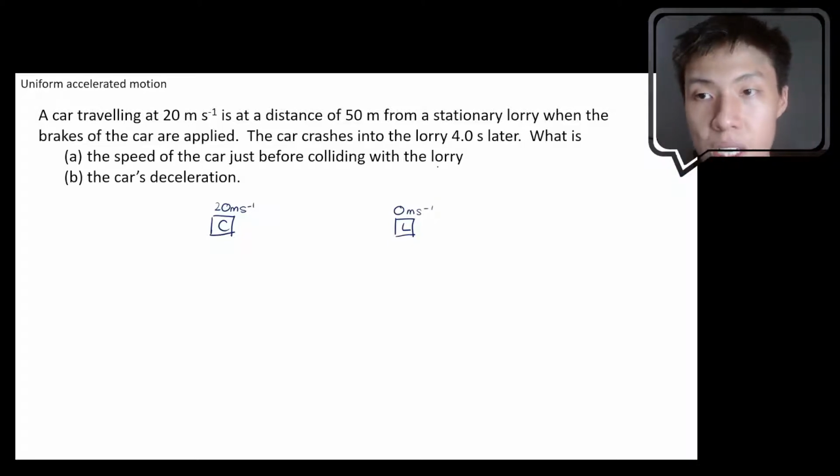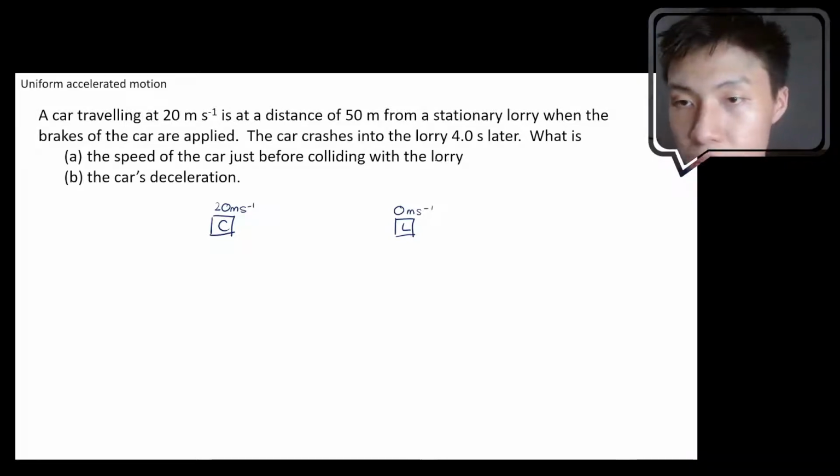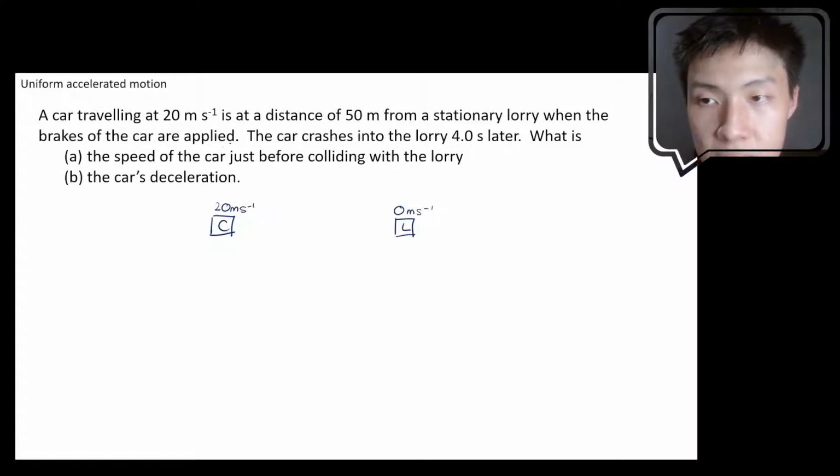Now they say that you are applying a brake to the car. So you are pressing the brake for the car, so I believe there's a deceleration that happens. If you don't want to get confused about the direction of acceleration, you can just write it's decelerating.